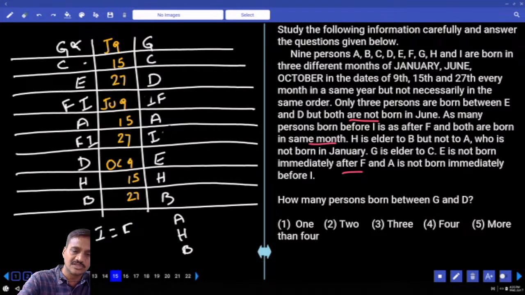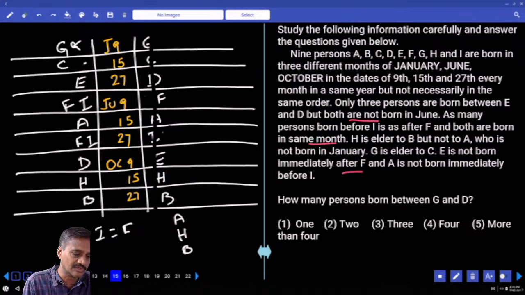Hence F cannot be here. I is here, F is. Now E is not born immediately after F, isn't it? And A is not born immediately before I. In this case, A is immediately before I. This is ruled out. Are you getting this one or not? No, A is not born before I.